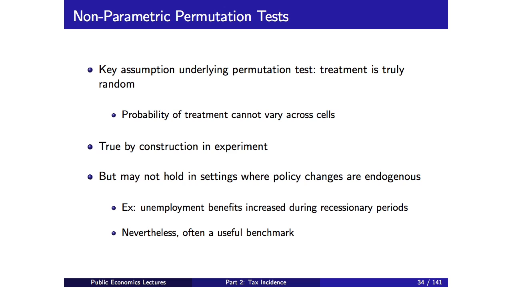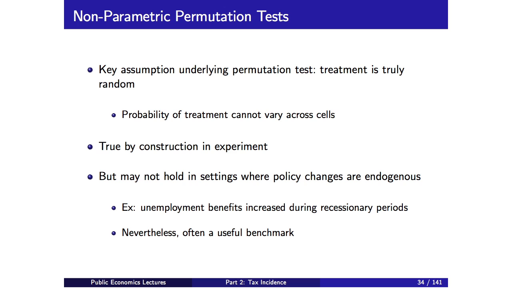Okay. So like any statistical test, a permutation test has an important assumption underlying it, and it is that the treatment has to be truly random. In particular, the probability of the treatment cannot vary across the cells. In an experiment, that's true at some level by construction. Suppose I have these 100 different cells of the data, and I pick randomly which cell to treat. Then by construction, I've designed it so that I'm equally likely to treat all the cells, right? But in many other practical applications, especially in observational data, that assumption may not hold.